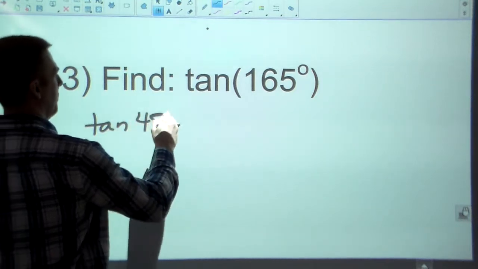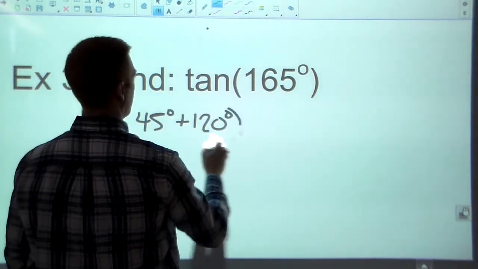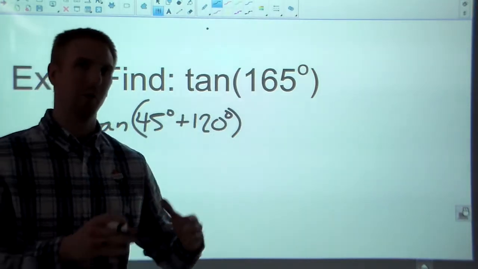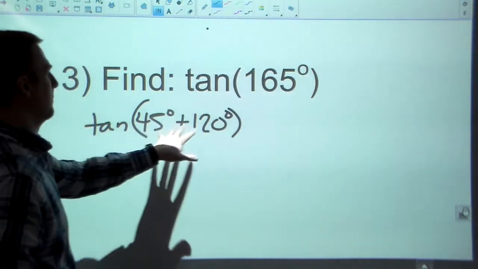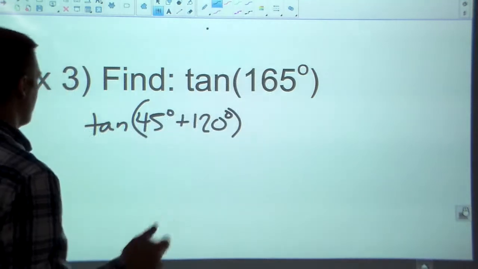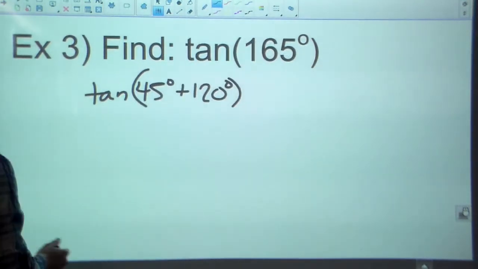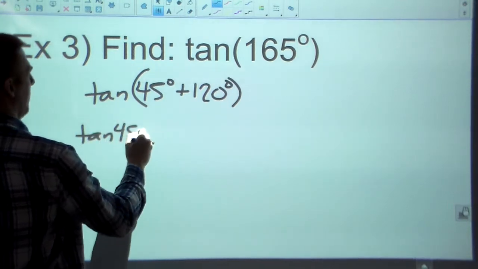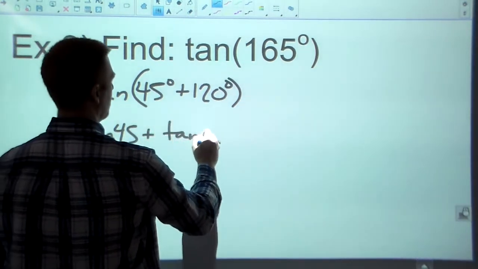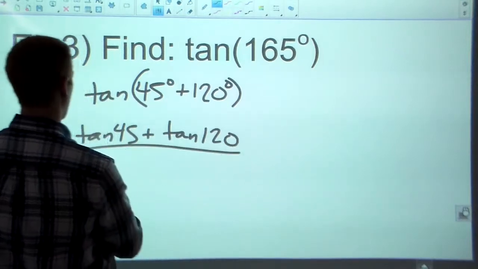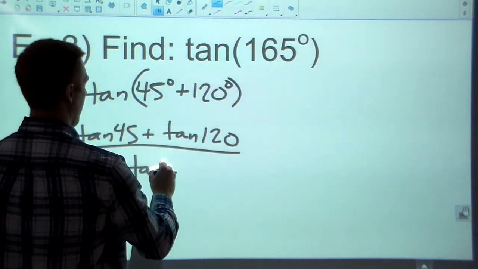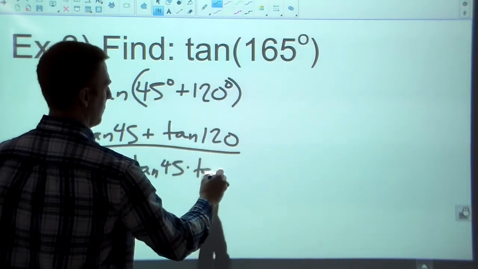So the tangent of 45 plus 120. Again, no right answers. I mean, there's a right final answer, but there's no right way to get there. As long as you pick two angles that add or subtract to make 165, it's going to check out. All right, so let's practice the tangent formula. It's going to be tangent of 45 plus tangent of 120 over 1 opposite sign minus tangent 45 times tangent 120.